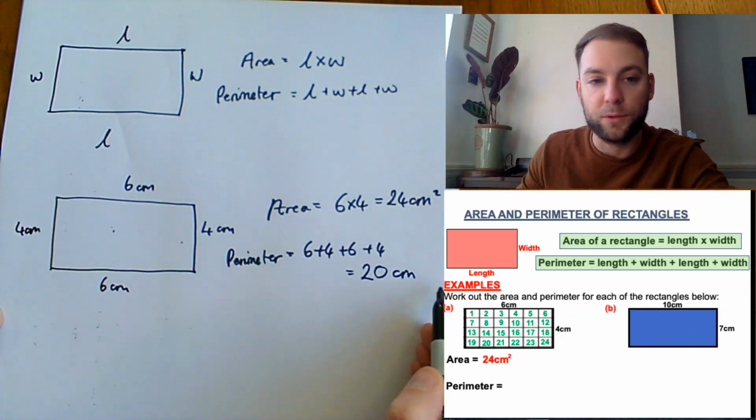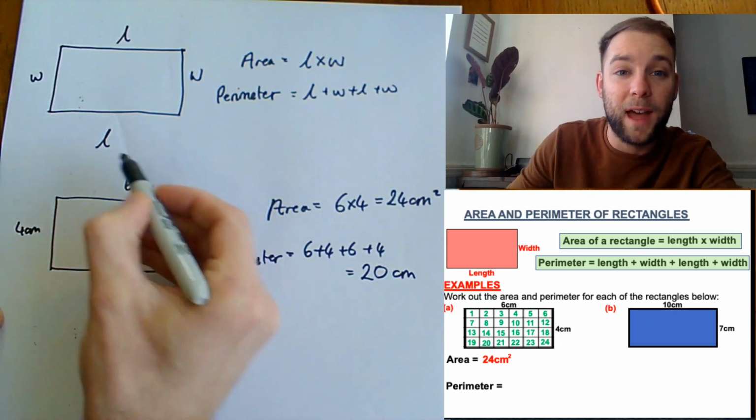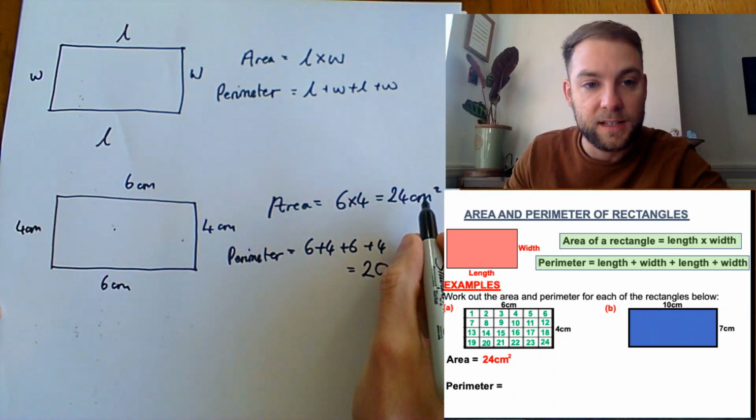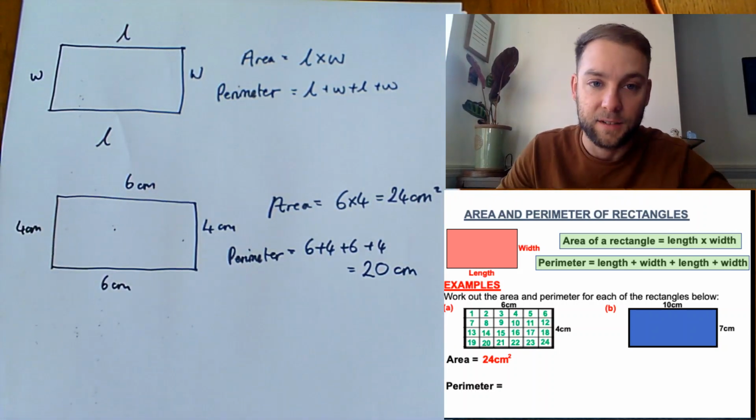Notice that this is equal to centimetres, not centimetres squared, because it's the distance around that outside there. And the area is centimetres squared because it's the amount of space which is inside of that.